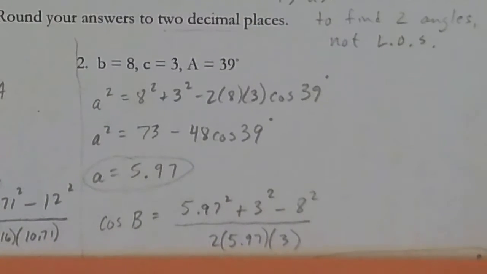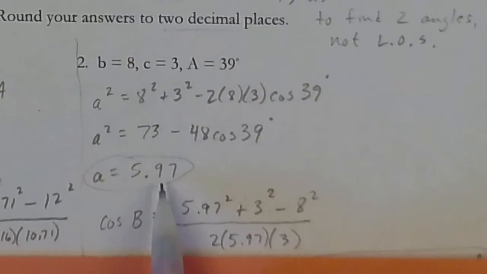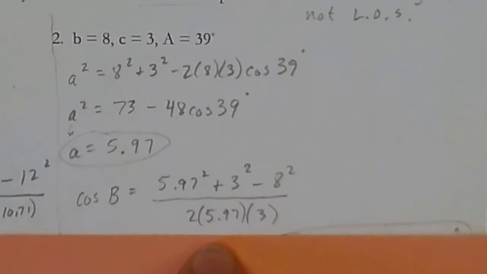5.97. If you had something around 25 to 30, you probably forgot to take the square root. Take the square root to go from here to here. Okay. All right, and then we can find an angle. It's up to you which one. I chose angle B to get this.